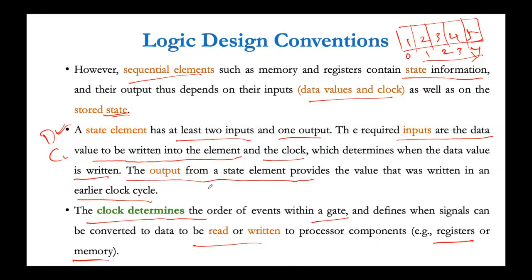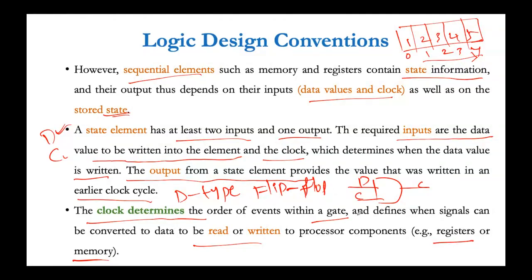For example, one of the logically simplest state elements is the D type flip flop. It takes two inputs and gives one output. One input is the data input, the other is the clock input, and the output from this state element provides the value that was written in the earlier clock cycle. It has exactly these two inputs, a value and a clock, and one output.